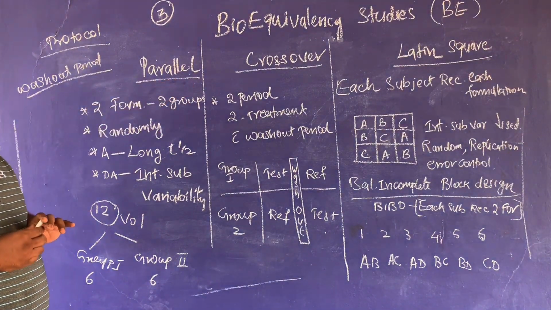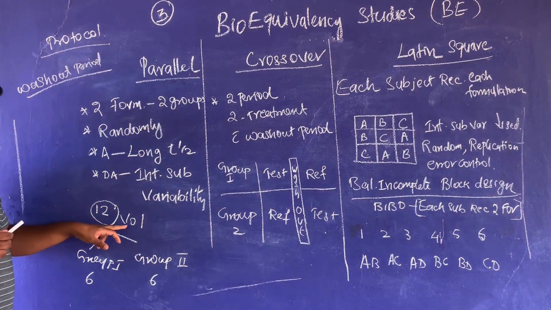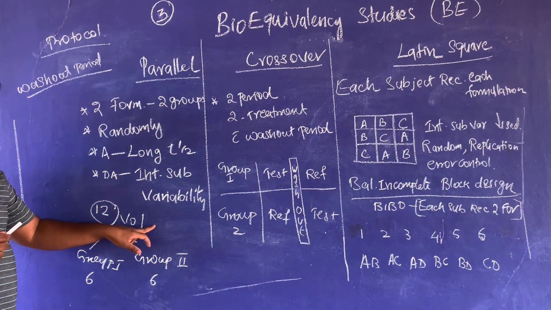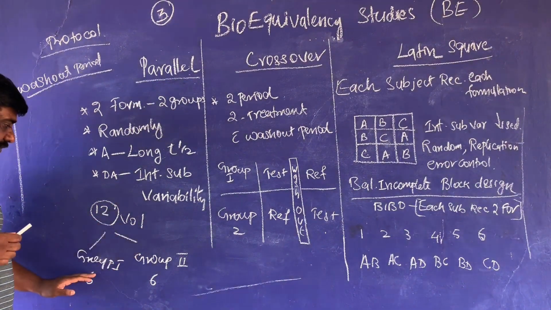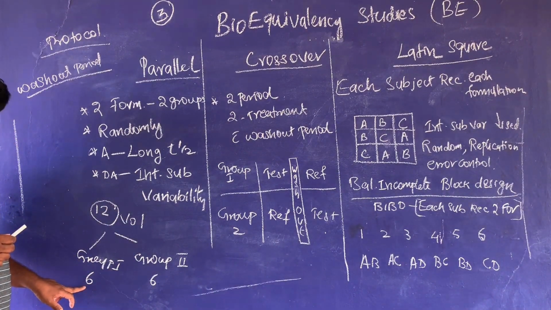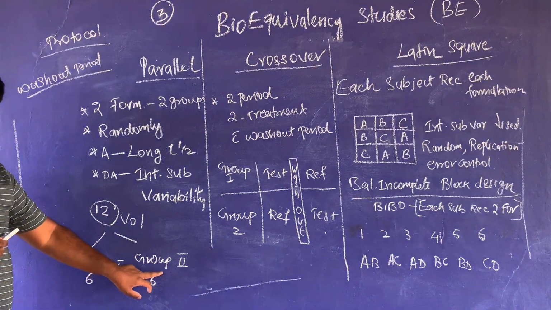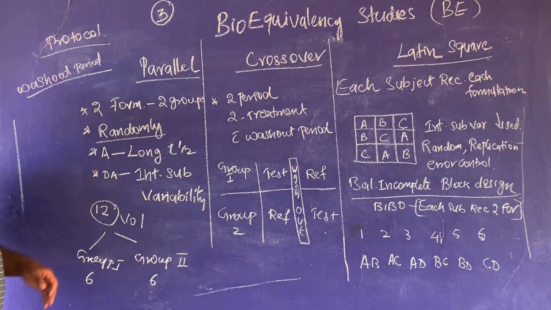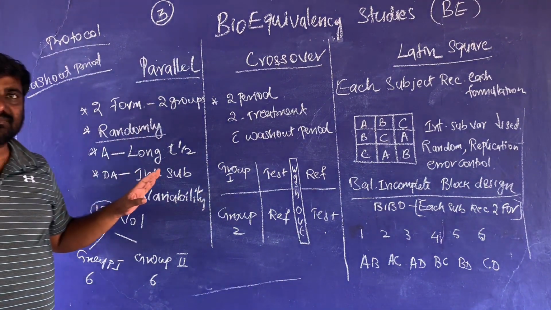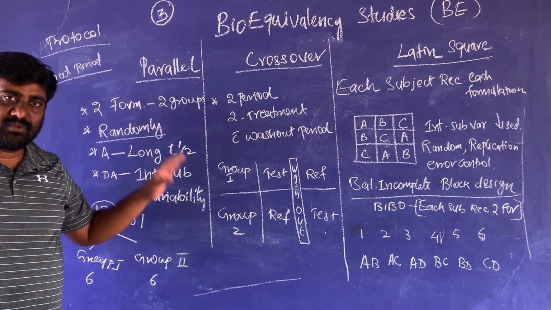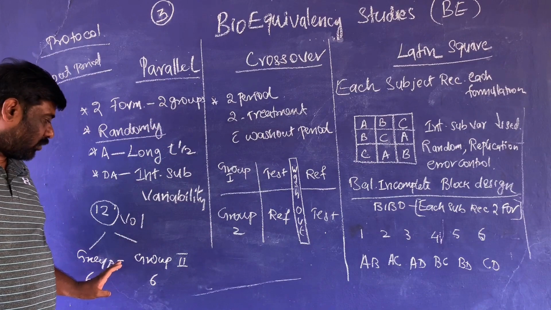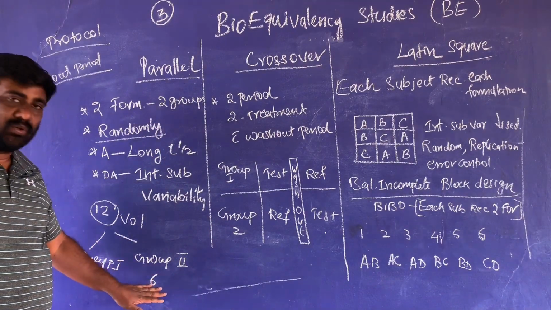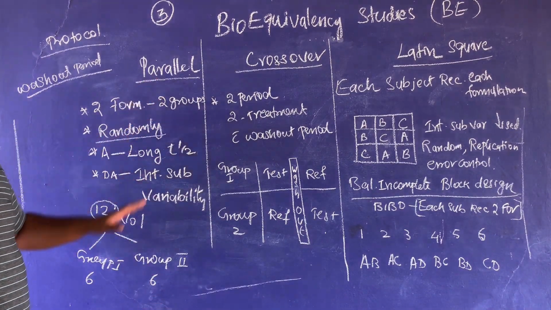The parallel design study means, as I told, 12 healthy human volunteers are selected. These 12 volunteers are divided into two groups. Group 1 has 6 volunteers, group 2 has 6 volunteers. This group 1 and group 2 are selected randomly. Among the 12, anyone can be in group 1 and anyone can be in group 2. So what does parallel method mean?